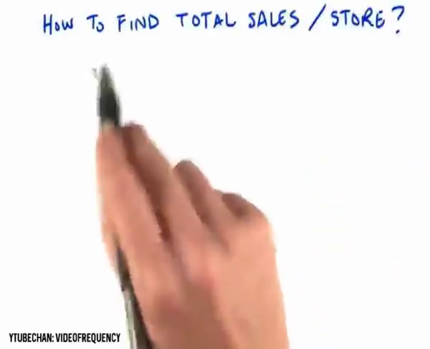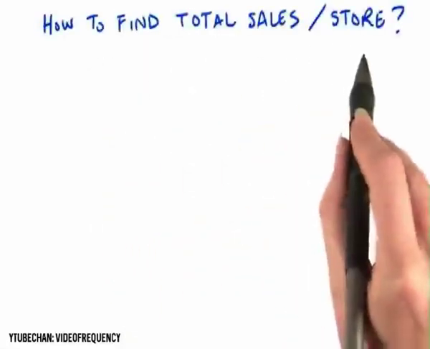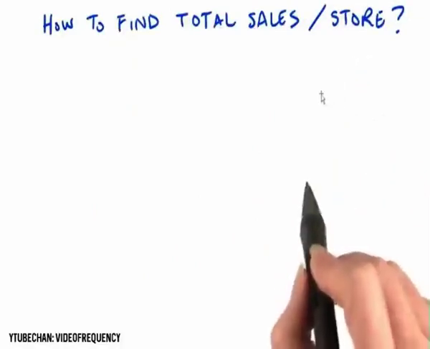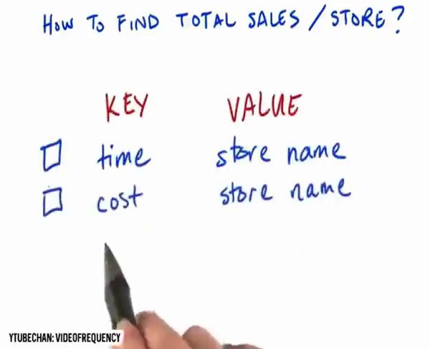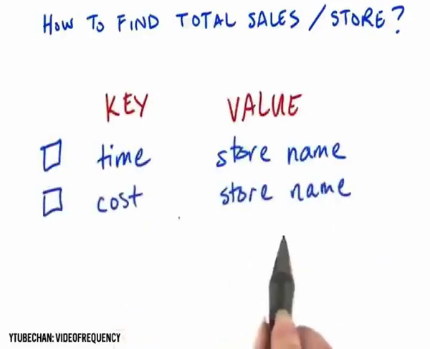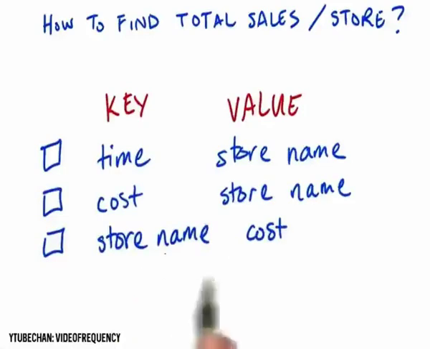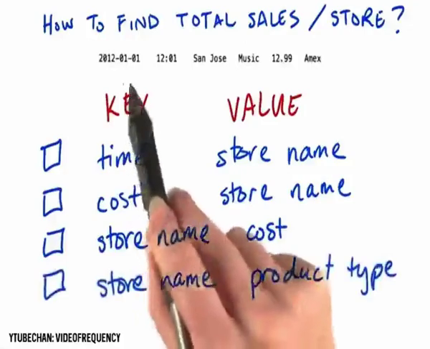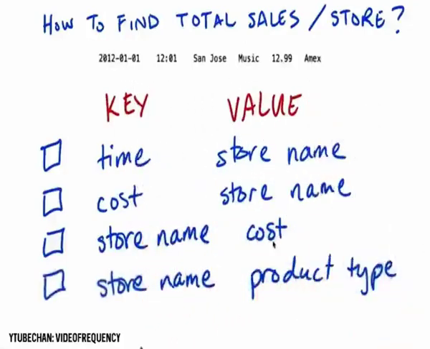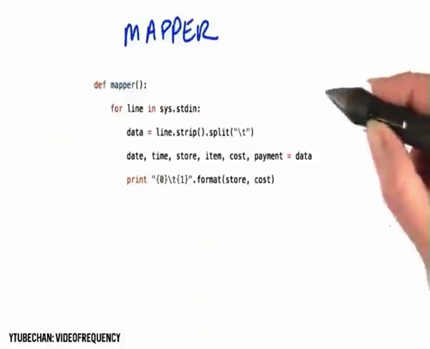Let's say you've been asked to find the total sales per store. How would you choose an intermediate key and value? Could it be the time and the store name, or the cost of the item and the store name? Or rather, the store name as a key and the cost, or the store name and the product type? Remember that our line looks like this. The correct answer is store name and cost. We want all of the data grouped by store name so that we can add up the total sales by store.